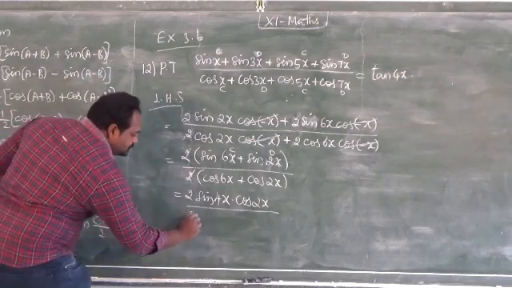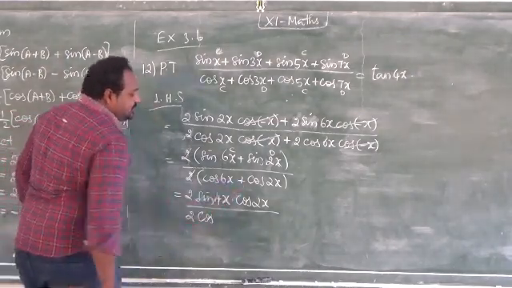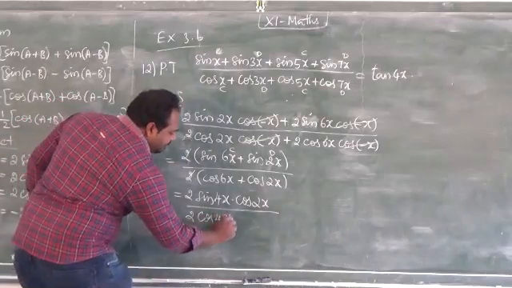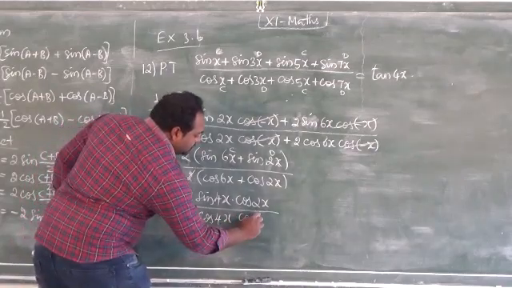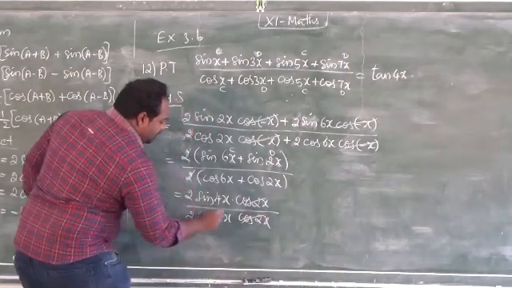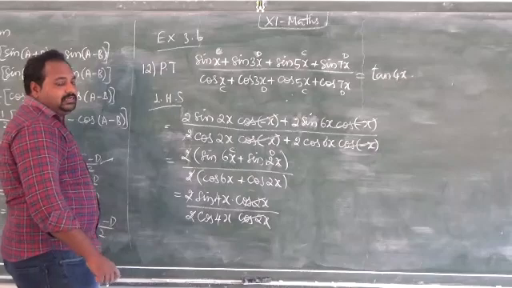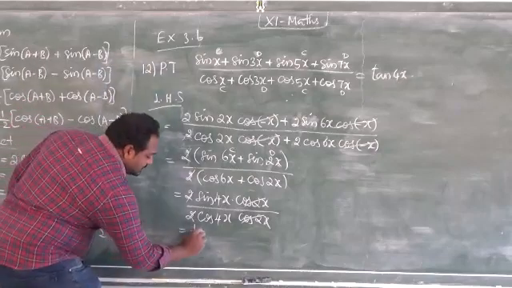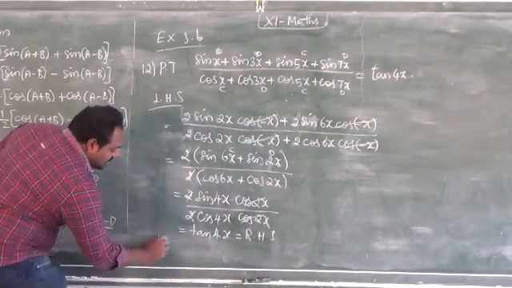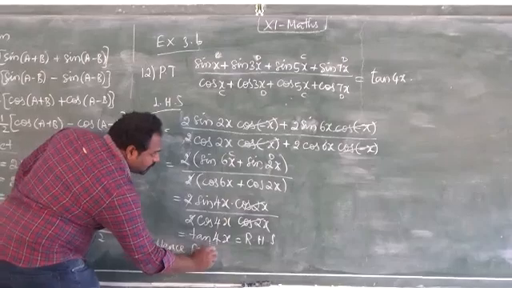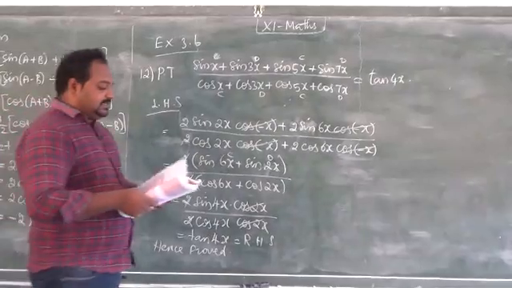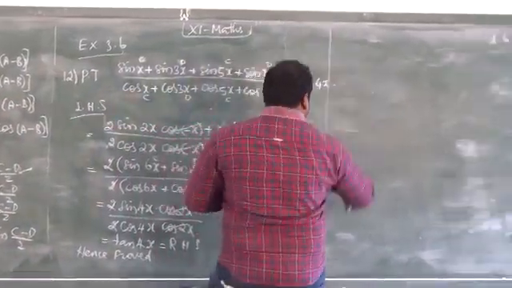So it is 2 cos (C plus D), 6 plus 2, 8x by 2 is 4x, then cos (C minus D) is 4 by 2 is 2. So here we have cancellation, 2 cancels, sin 4x by cos 4x can be written as tan 4x, which is the RHS. So hence proved. So problem number 12 over. Next problem number 13.